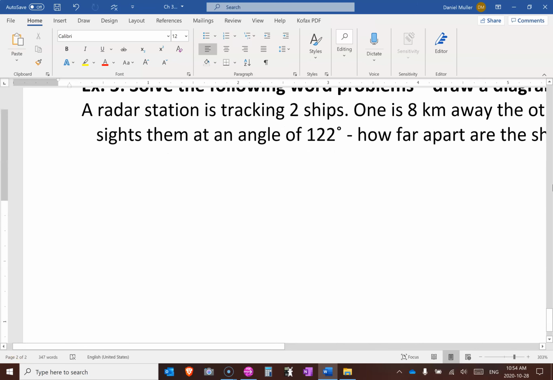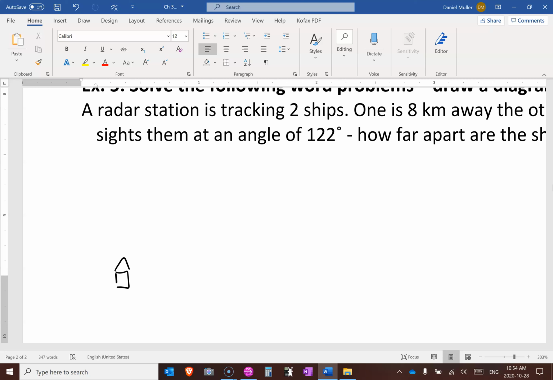So we got a radar station here. I don't know what radar stations look like, so to me, they look like a house. And this radar station is sighting a couple boats. So there's a boat over here. That's a ship. There's a ship for you. And there's another ship somewhere else. Maybe over here.